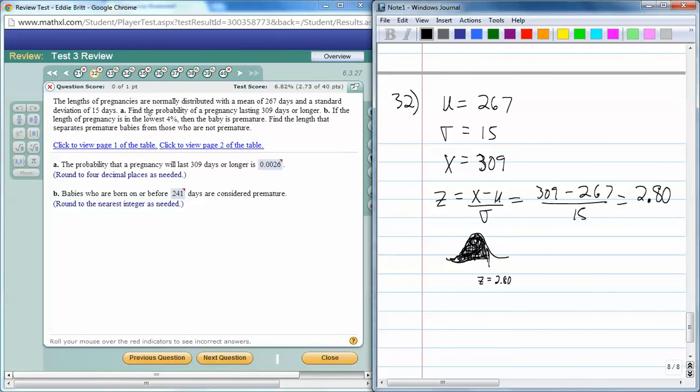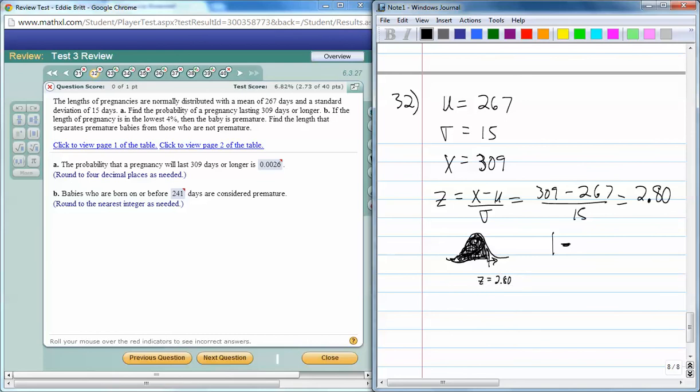Our problem wants to know, though, the probability of a pregnancy lasting 309 days or longer. So more, greater than. Greater than, we want to know the area to the right. So the way that we find that is we say 1 minus the area that we're given in our chart. How do I know, again, to say 1 minus to get this stuff on the right side? It's because it was "or longer" or greater than. If the problem says more or greater, then you say 1 minus the area given from the chart. Okay? So 1 minus, now I need to find what area 2.80 gives me.